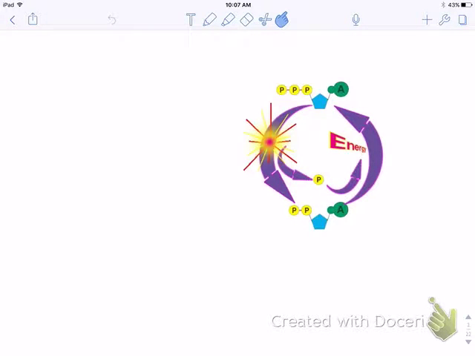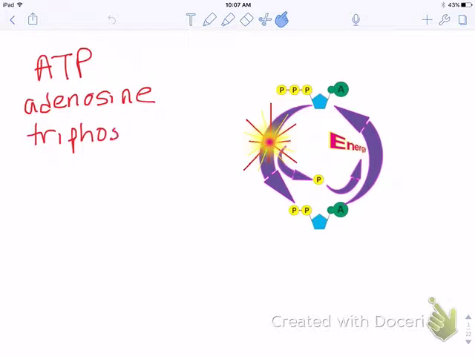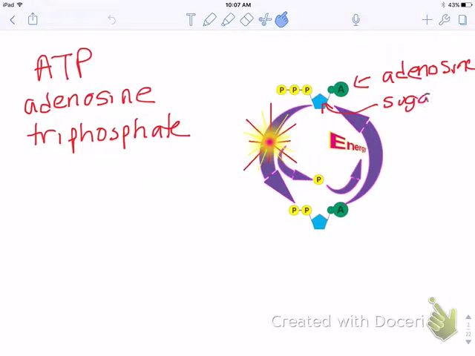We then talked about ATP. So ATP stands for adenosine triphosphate. The name tells you what it's made up of. It's made up of an adenosine molecule, which is this A, made up of a sugar, which is this, and it's made up of 3 phosphate molecules, which are these 3 P's. When it's ATP, it's storing energy.